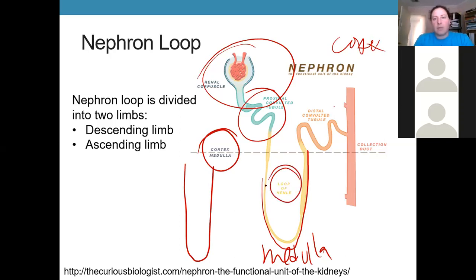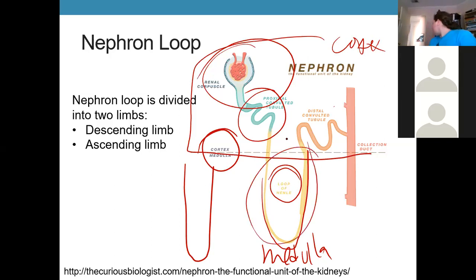It used to be called the loop of Henle. We're trying to move away from that and just call it the nephron loop. But that's why these guys have extra names. Okay, so you can see that the majority of the nephron is in the cortex, and then the loop is in the medulla, and these collecting ducts do descend into the medulla as well. So most of the medulla is collecting ducts and loops of Henle.